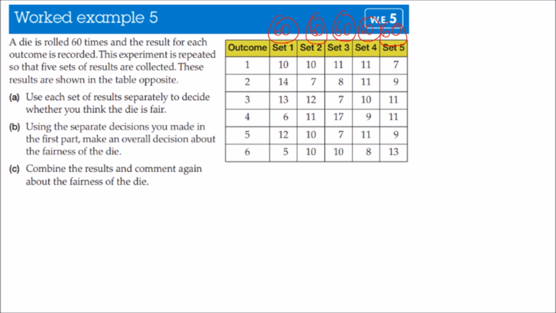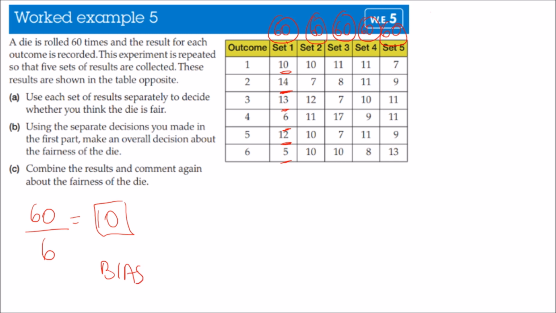Use each set of results separately to decide whether you think the die is fair. So if you're rolling something 60 times and there are 6 choices, then the expected result will be 10. So when we look at the first set, we have 10 for 1, which is great, but 2 came out too many times, so did 3, 4 didn't come out enough, 12 came out too many times, and 6 didn't come out enough. So in other words, it seems very biased from looking at each set.